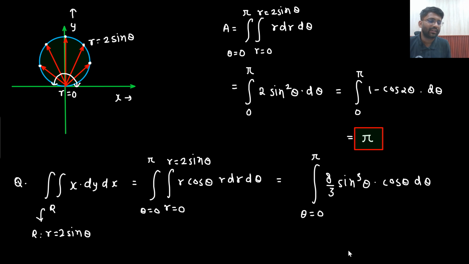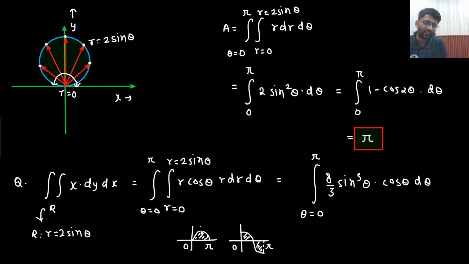Sin cube theta cos theta. Draw the graph of sin cube theta. This will be the graph of sin cube theta, no? From 0 to pi. Why is that so? Because, sir, positive value will remain positive only. What will be the graph of cos theta from 0 to pi? This will be the graph of cos theta from 0 to pi.